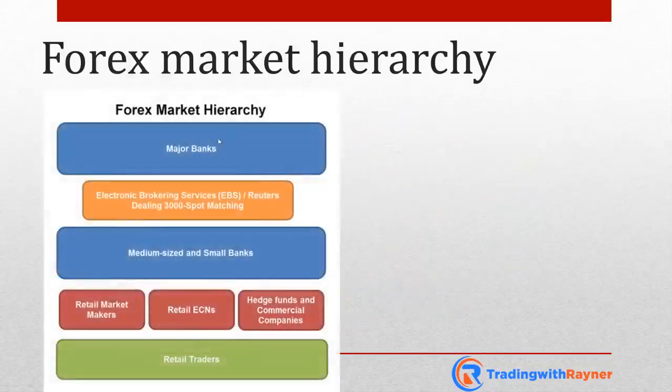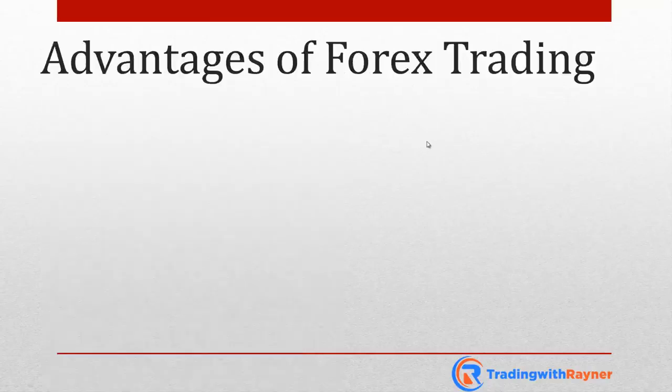So this is the hierarchy. You can see that at the top of the food chain are the major banks and the central banks, followed by medium-sized and smaller banks, then the brokers, hedge funds, corporations, and finally retail traders at the bottom. This is from Baby Pips.